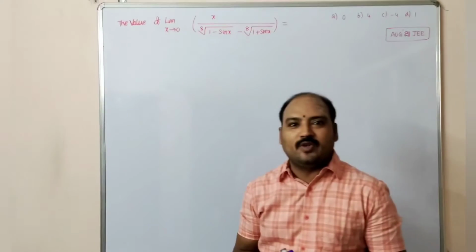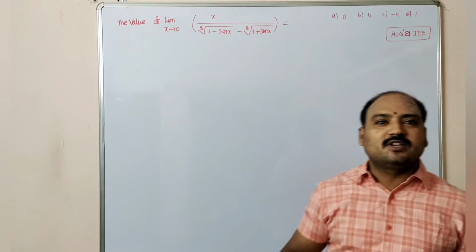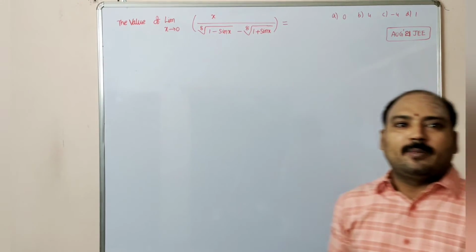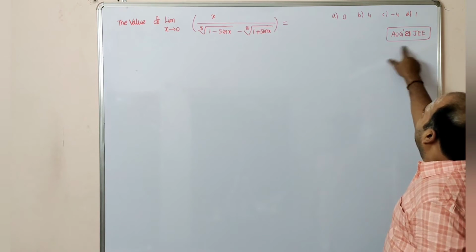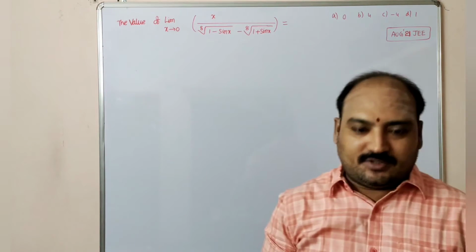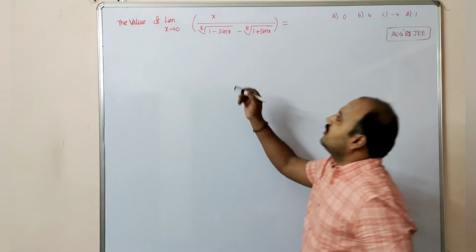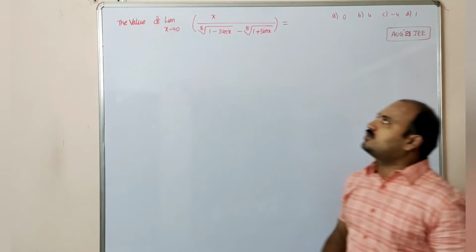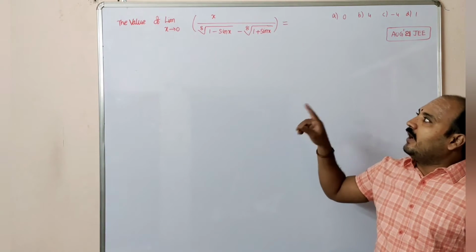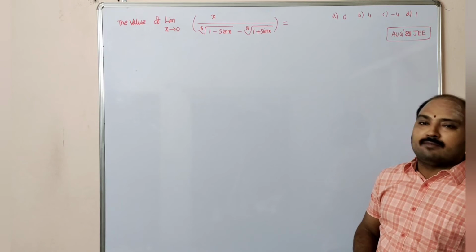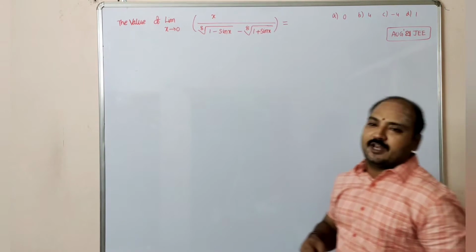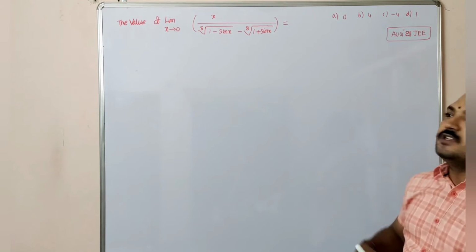In this video, we are going to discuss limits and continuity, which are from August 2021 JEE Mains. Let us have a discussion. The first question: the value of limit x tends to 0, x by 8th root of 1 minus sin x minus 8th root of 1 plus sin x equals. These are the options available.